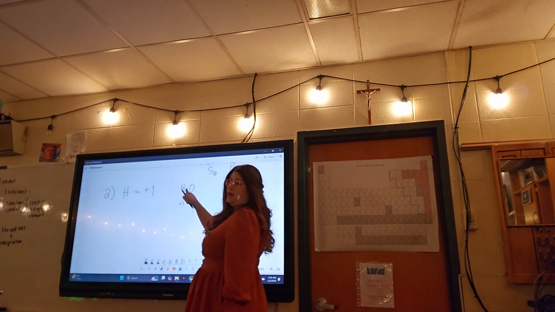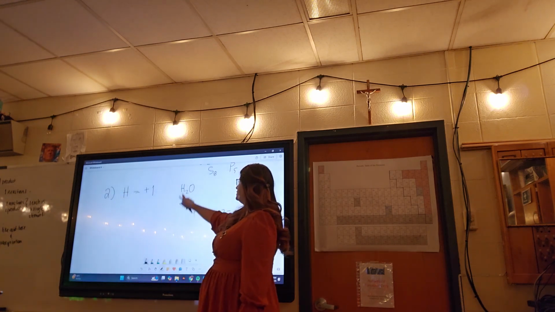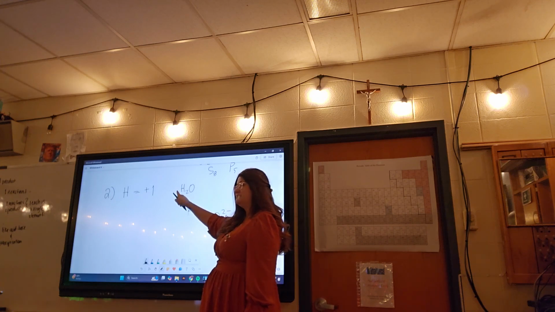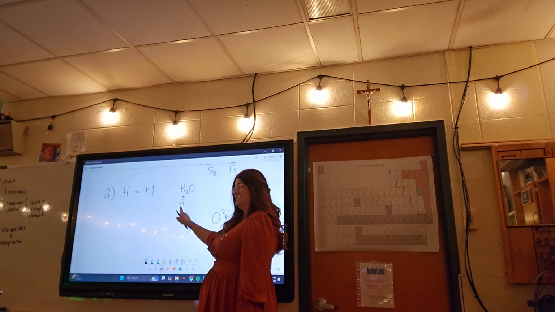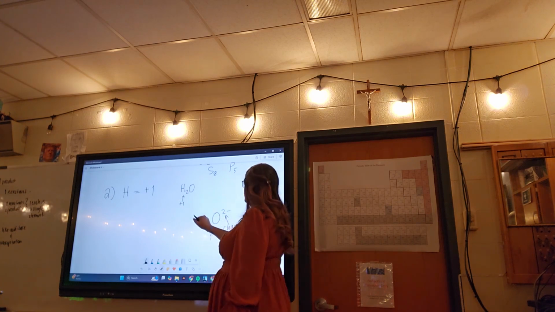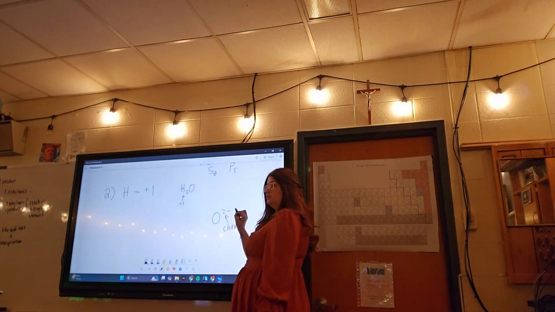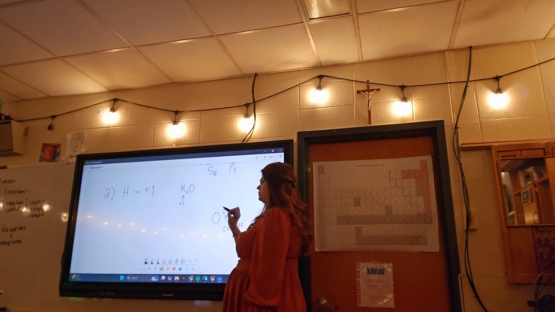This is not an ionic compound. So this hydrogen really doesn't have a +1 charge. That's because this is not a charge. They're not the same thing. This is the oxidation number. So in the charge, the plus or minus comes after the number, and in the oxidation number, it comes before.